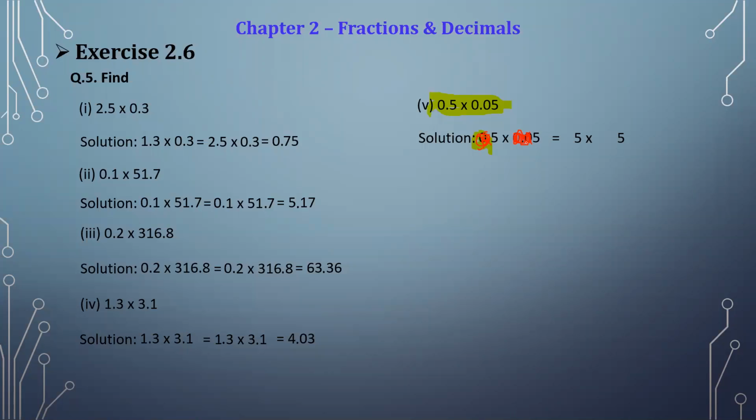Now you know the 5's table. 5 5's are 25. So the final product is 25 of these two whole numbers. Which two whole numbers had we taken? We had taken 5 and 5, and their product is 25. But actually we have to take the product of 0.5 and 0.05.